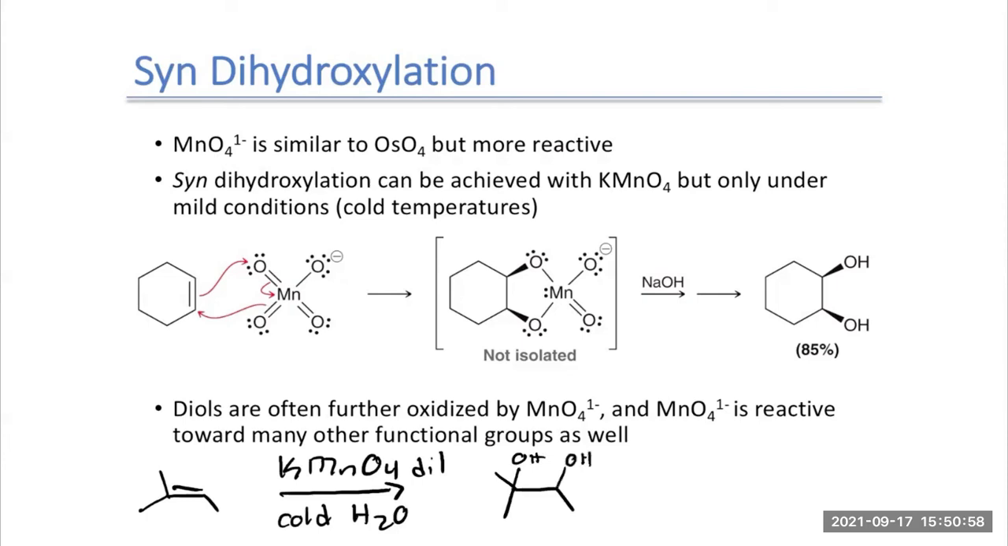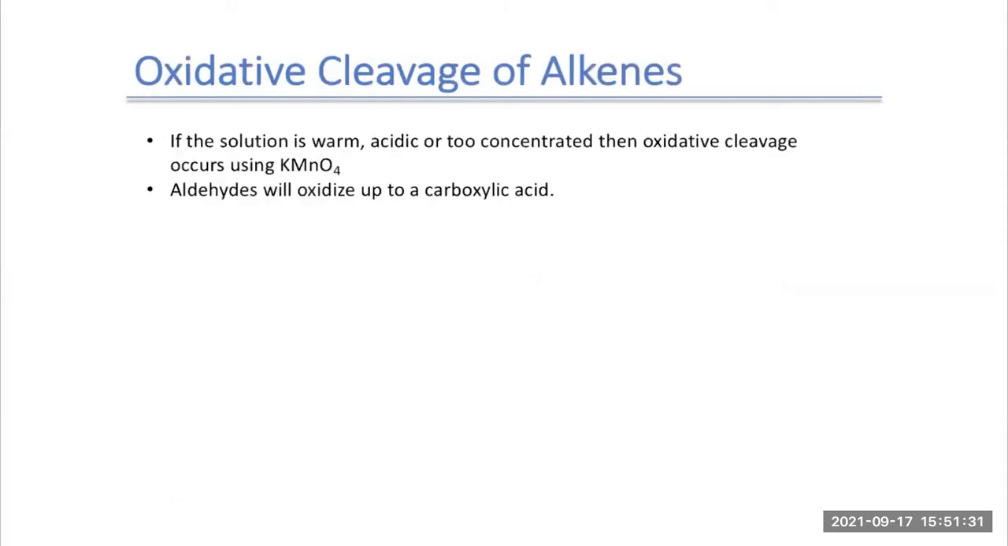to our diol. Now let's say we're doing this reaction, but we forgot to cool down the water. So we added warm water instead. Or we didn't really dilute the potassium permanganate because we thought we didn't need to. When you do any of those, use a warm solution or an acidic solution or something too concentrated, you're actually going to end up with an oxidative cleavage using that potassium permanganate.